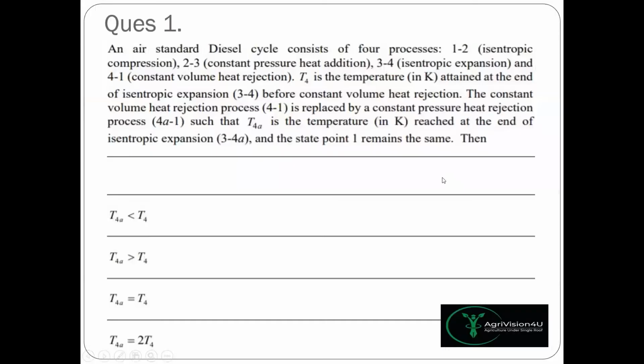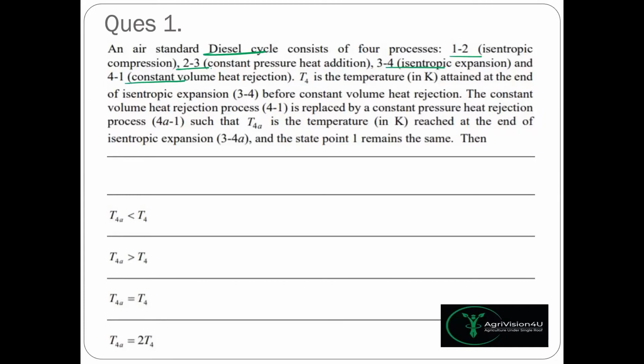The first question is based on the diesel cycle. It says, the air standard diesel cycle consists of 4 processes, that is isentropic compression 1 to 2, and then constant pressure heat addition. Then isentropic expansion and constant volume heat rejection. Fine, this is the basic diesel cycle.